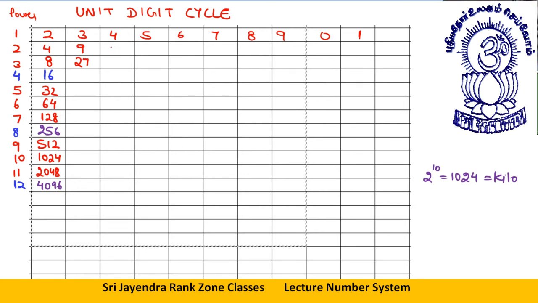Let me finish the even powers. 4 raised to power 1 is 4, 4 raised to power 2 is 16, 4 raised to power 3 is 64, 4 raised to power 4 is 256. Let me change the color of my pen. 256. Then again, 4 raised to power 5 is 1024. 4 raised to power 6 is 4096. No need to go ahead.